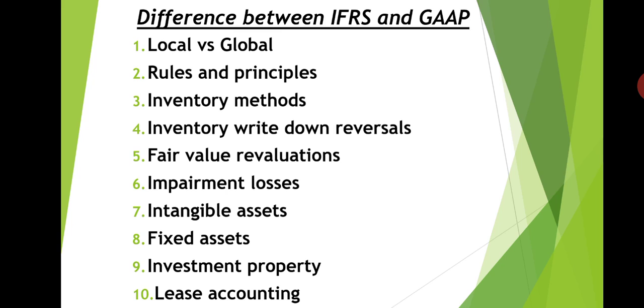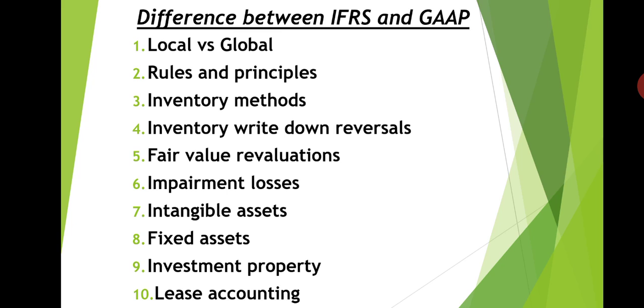Next one, inventory write-down reversals. Both methods allow inventories to be written down to market value. However, if the market value later increases, only IFRS allows the earlier write-down to be reversed. Under GAAP, reversal of earlier write-downs is prohibited. Understood? So inventory valuation may be more volatile under IFRS.